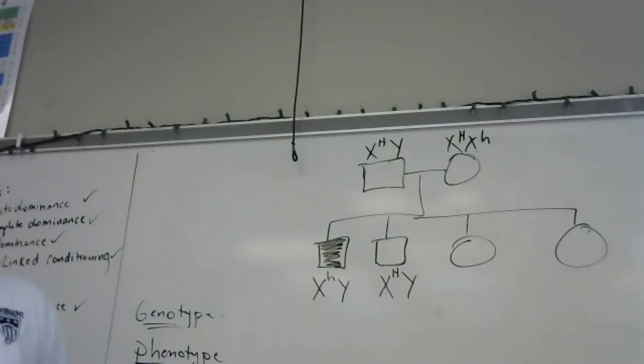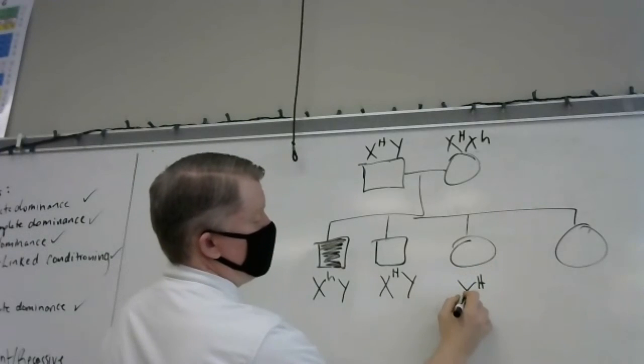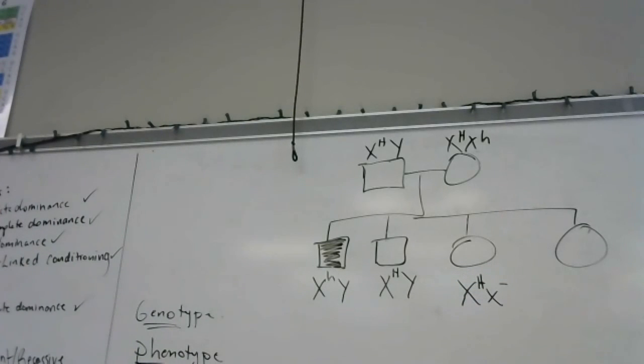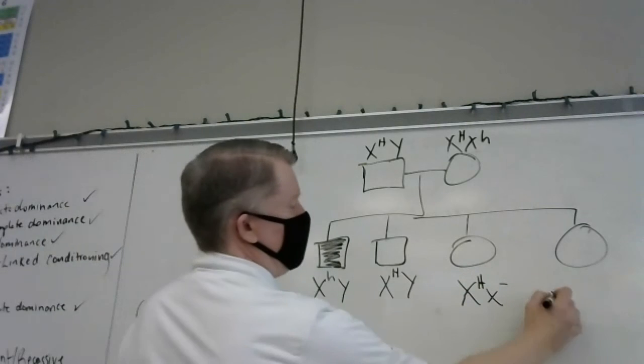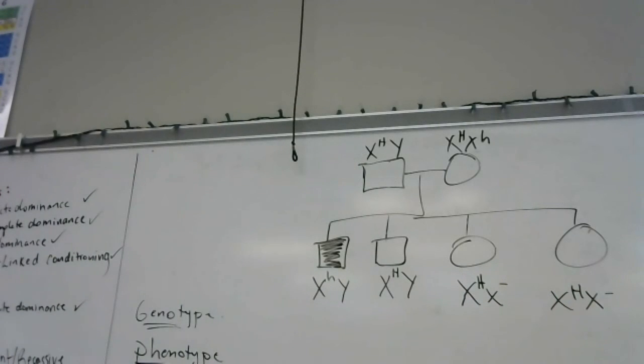What about this daughter? Do we know? Again, so we do what we do know. We'll put a dash there. Same thing here. And that's how you complete the pedigree, right? That's how you figure it out.